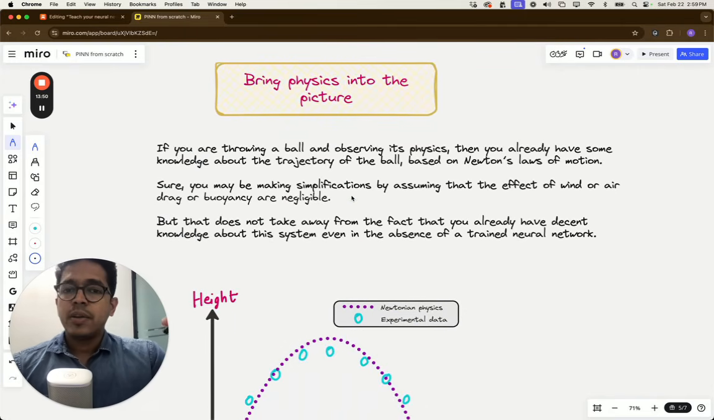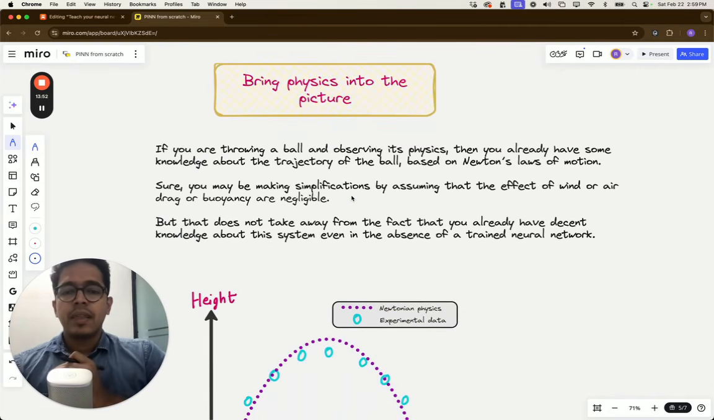So this is where you can bring physics into the picture. Basically, when you throw a ball at an angle or directly vertically up, you know the behavior of this ball beforehand. You can predict some of that based on Newton's laws of motion.